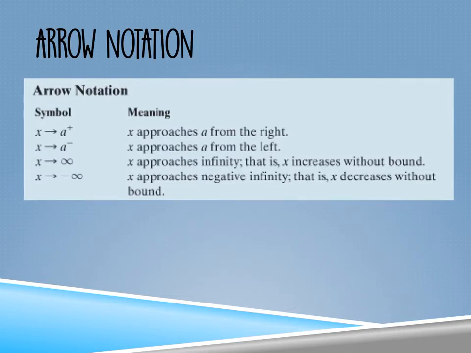Here's just some notation. So you're going to see, like if you refer to your book in a couple of slides, you're going to see this kind of notation. I'm never going to test you on this notation. I just want you to know what it means. So this x arrow a plus means as x approaches a, and the positive would be from the right. So x and y, think right and left. This would be x approaching a from the left. This is x approaching infinity, which means as it's going bigger. And this is x approaching negative infinity, which means it's getting smaller. Okay, that's what those arrows mean.